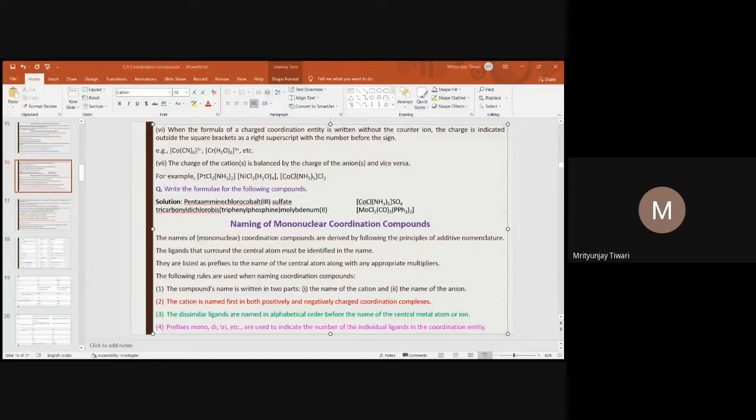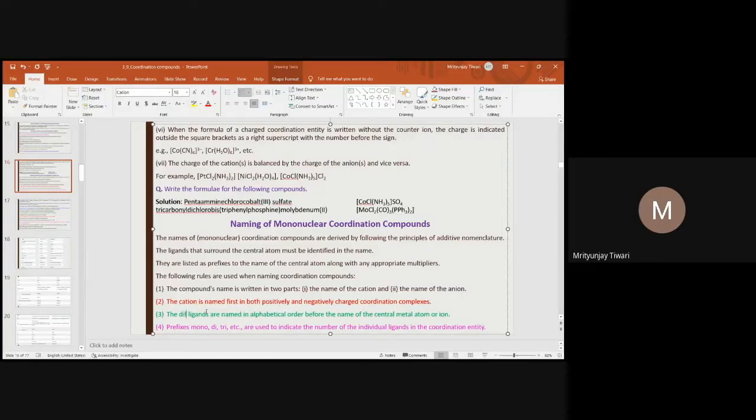What does it mean? These are all dissimilar ligands, or different ligands, and different ligands are named in alphabetical order before the name of the central metal or ion. I actually write different ligands, not dissimilar ligands.